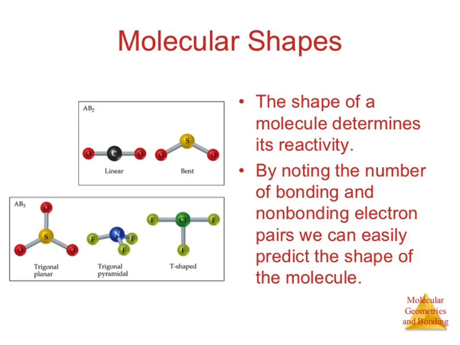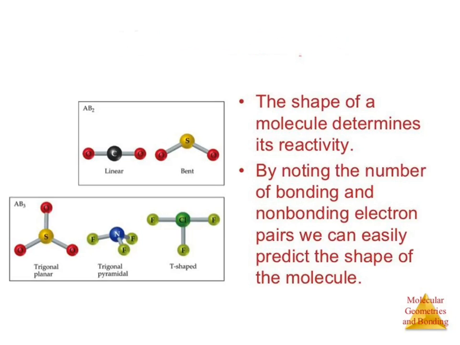Okay? By noting the number of bonding and non-bonding electron pairs within our Lewis structure. So all of those shapes have to derive from Lewis structure. The problem is that we then have to interpret our Lewis structure. Because if I look at Lewis structure, well, that's not what I wanted. That's a little bit better.